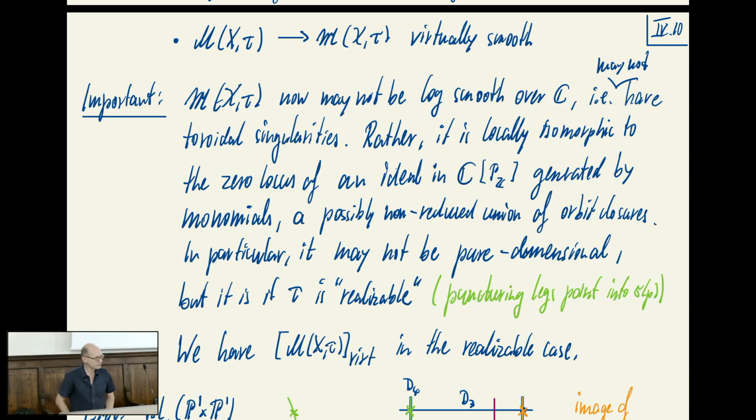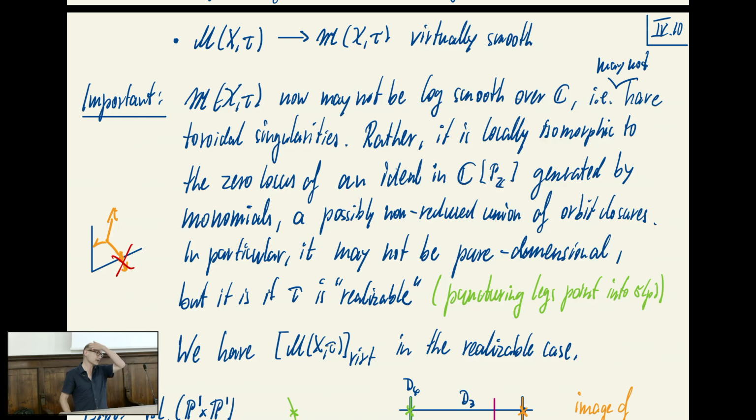But a key insight was that it is still pure dimensional, so it can be used to define log Gromov-Witten invariants if your tropical punctured map tau is realizable. And realizable just means your punctures shouldn't point out of a cone. So what I mean is, if you have a cone here and you have some curve, there could be a puncturing that points out. That's not allowed. You don't want this.